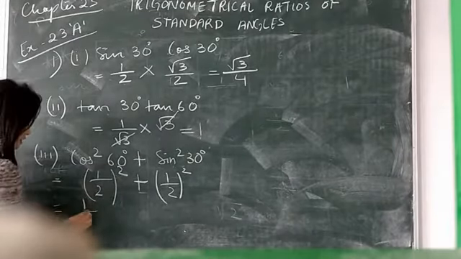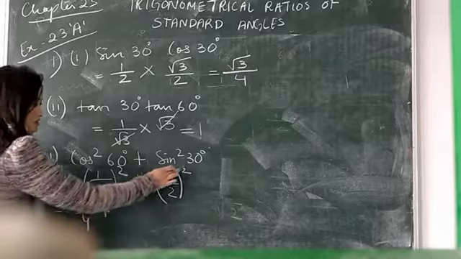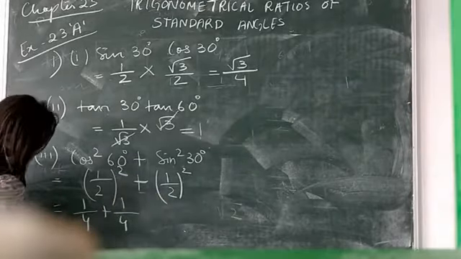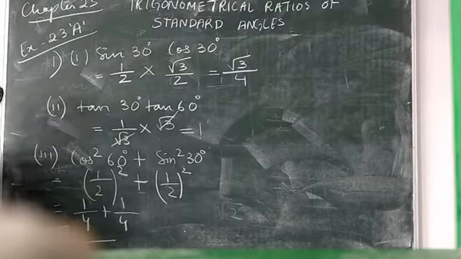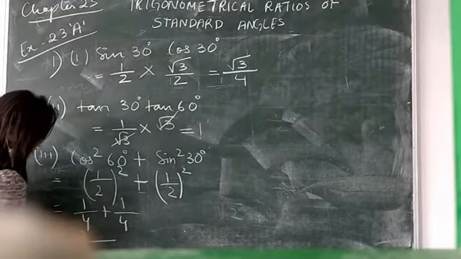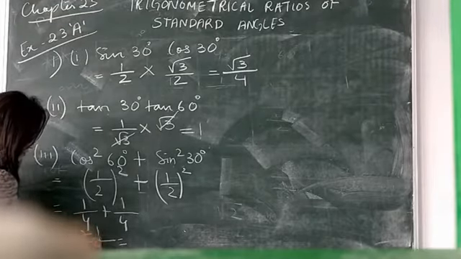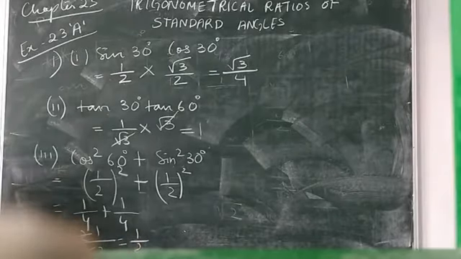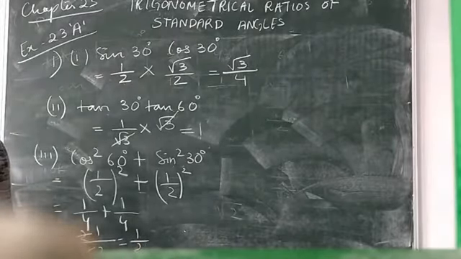So how much do we get here? Square of half is 1 by 4, since 1 square is 1 and 2 square is 4. Since the denominator is same, we can add the numerators. So 1 plus 1 is 2, and it can be further reduced to 1 by 2. So this would be your answer.